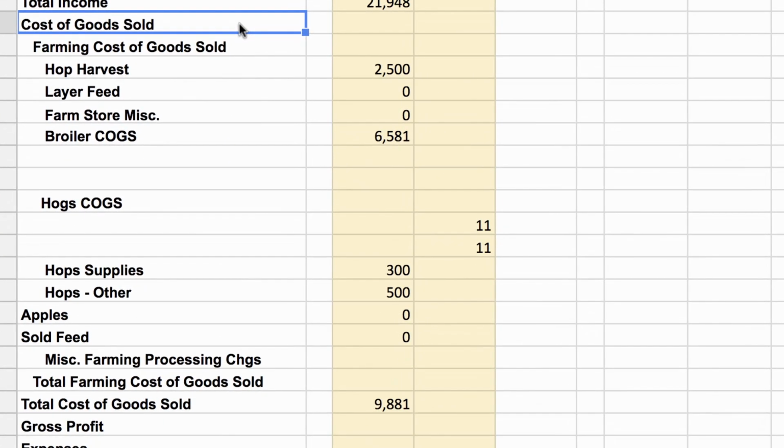Cost of goods sold is any money that you have to spend to produce a thing. So it's not building a greenhouse, it's not paying your farm rent or mortgage or whatever the case may be.